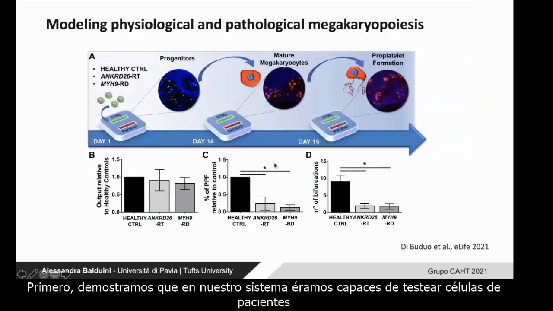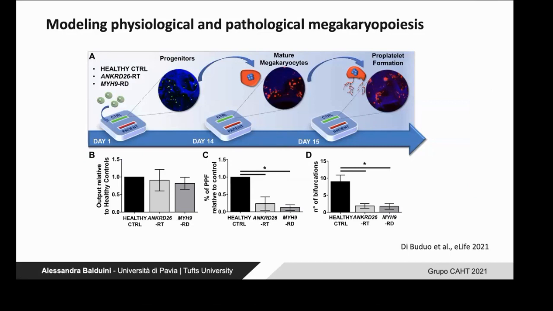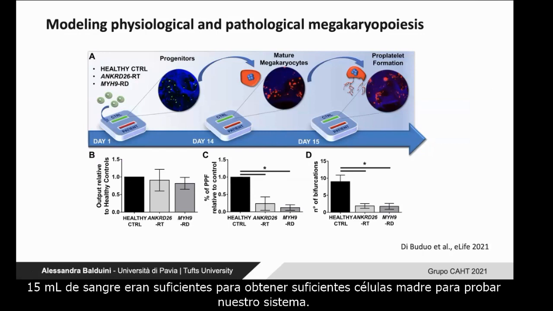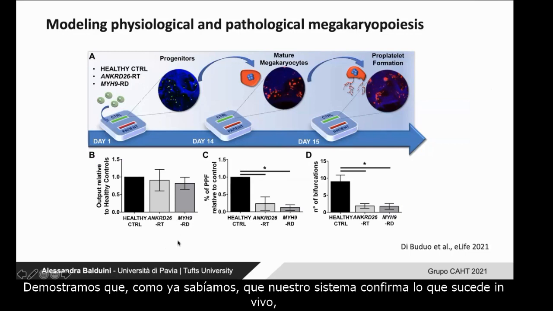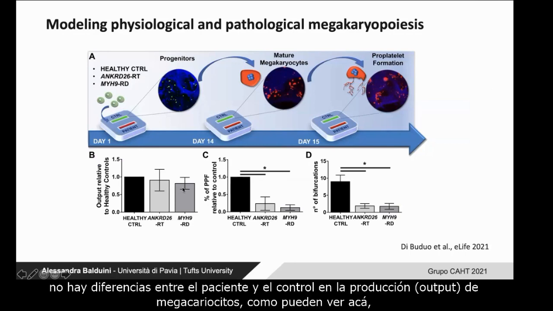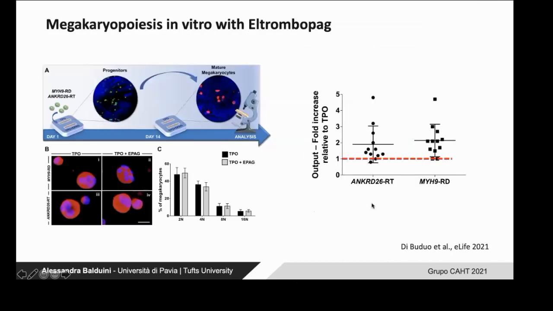And so we firstly demonstrated that with our system, we were able to test patient cells even if we had a very small amount of blood. So 15 ml of peripheral blood was sufficient to give us enough stem cells, progenitor cells, to test our system. And we demonstrated, as we already knew in vivo, that there aren't differences between patient and control in terms of output of megakaryocyte, as you can see here, while there are differences both in proplatelet formation and also in the structure and bifurcation of proplatelets.